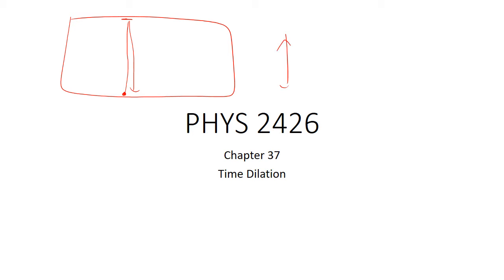I'm going to call that distance D. If that distance is D, then the time it takes light to get from top to bottom, I'm going to call T naught. The time it takes is obviously going to be 2D over C. So that's the time it takes to get from top to bottom, if you're standing here measuring that happen.